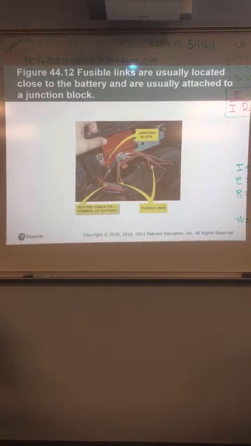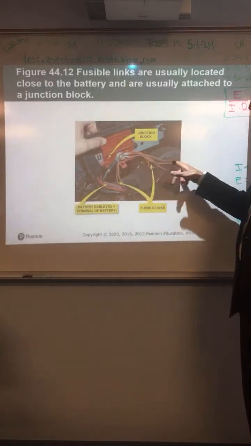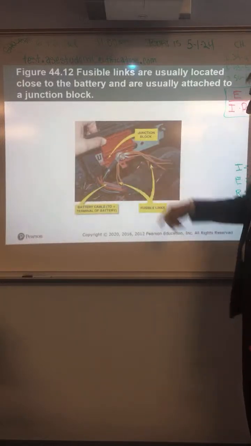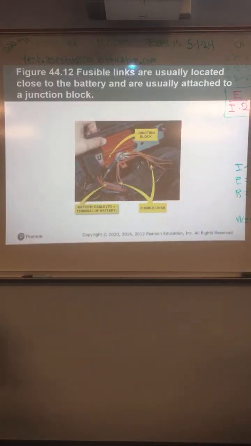Okay. Example of fusible link wires. Probably won't see this very much. They don't really use too many fusible link wires anymore. They do have some older cars, but this is what it looks like. It comes off this power block here. These are the ones you would just pull on to see if they stretch. If it stretches and breaks, it's obviously bad.